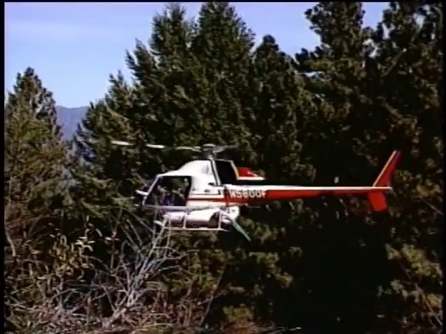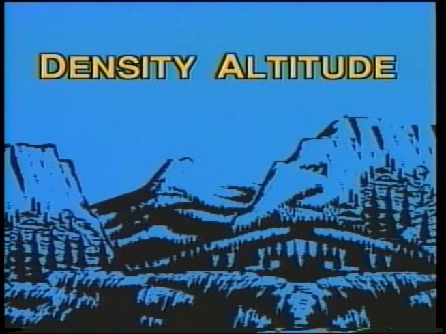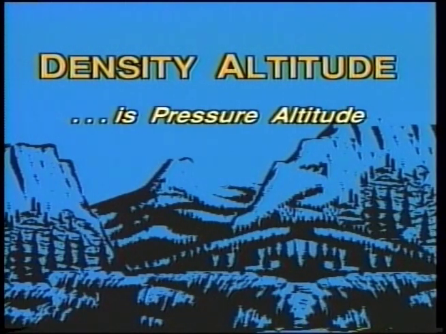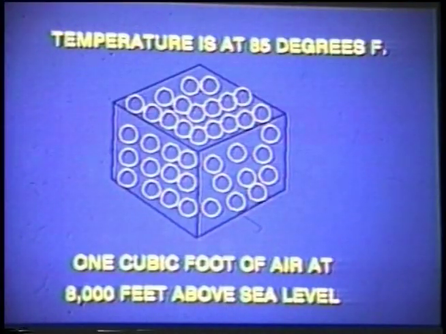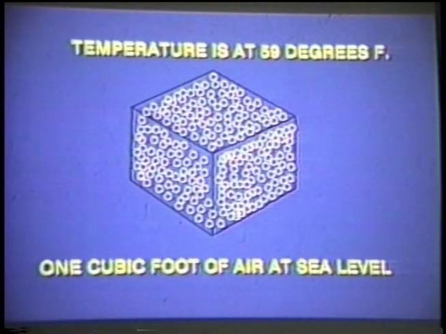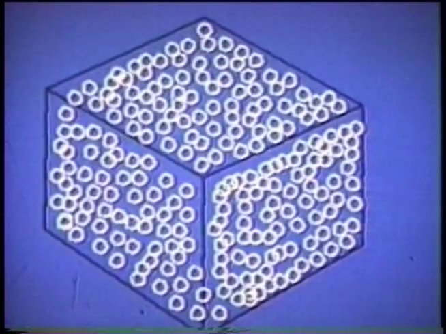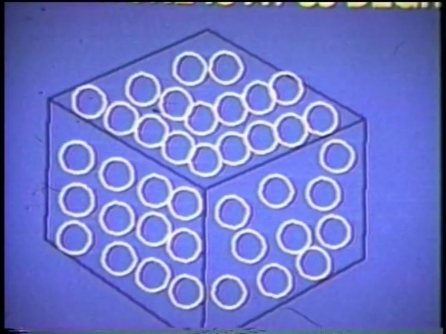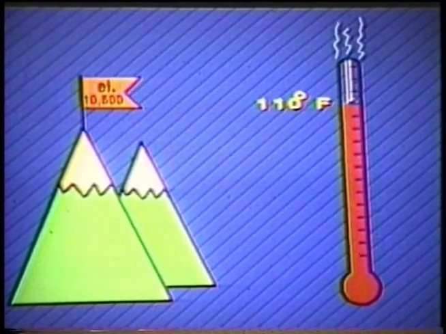Now let's talk about density altitude and its effect on aircraft performance. Density altitude, by definition, is pressure altitude, or elevation, corrected for temperature and humidity. Air is said to be thin at higher elevations. That is, there are fewer air molecules per cubic foot at 10,000 feet than there are at sea level. Also, as air is heated, it expands, and you can get fewer molecules of warm air in 1 cubic foot than you can of cool air. In effect, warm air is also thin. So, as you go up in altitude and temperature, density altitude also goes up.